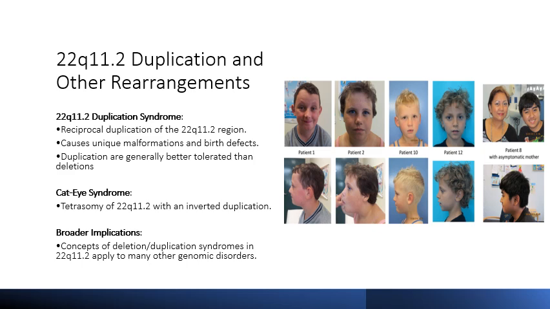The concepts of deletion and duplication syndrome of 22q11.2 actually apply to many other genomic disorders. So the better we understand this region on 22q11.2, which is very much prone to deletions and duplications, the better we would understand how this takes place in other regions of other chromosomes and what the consequence is on the carrier.